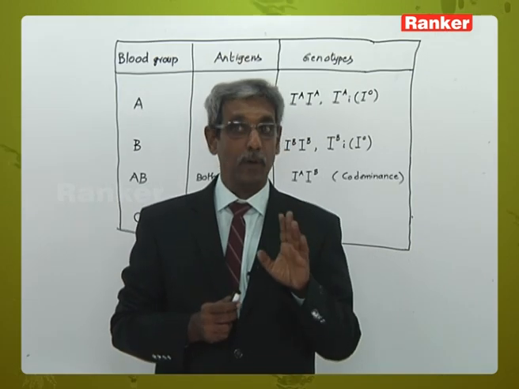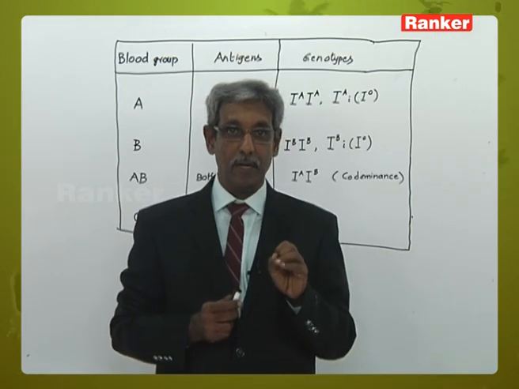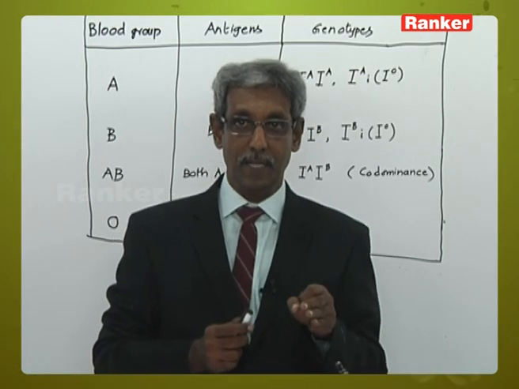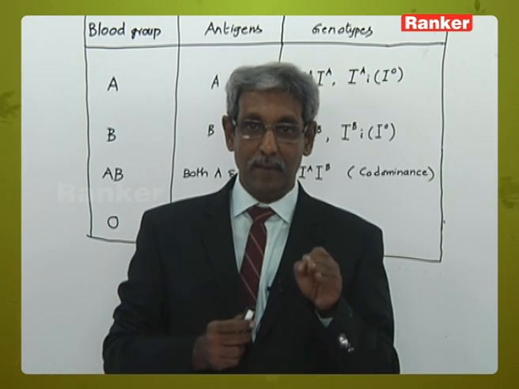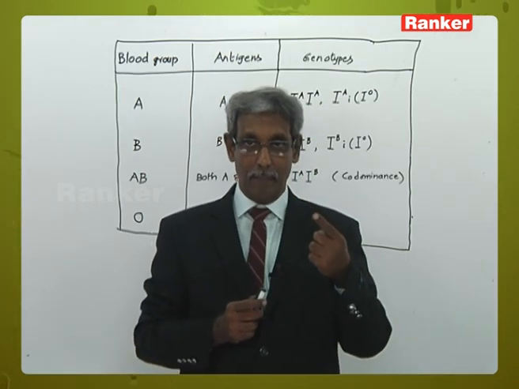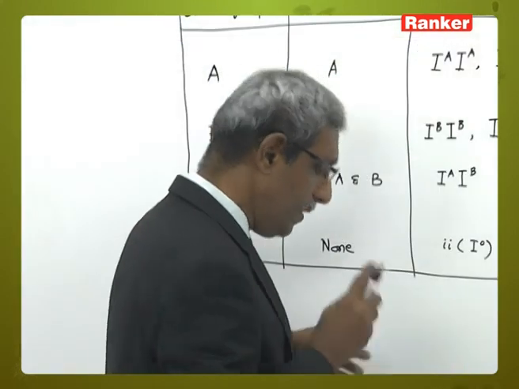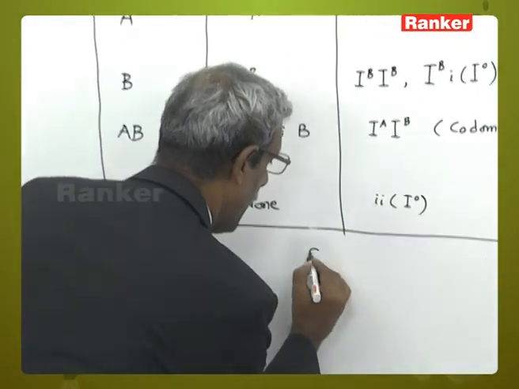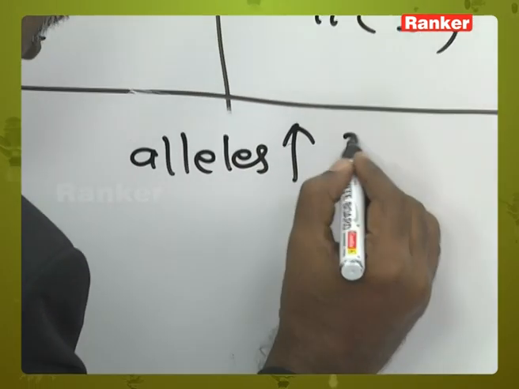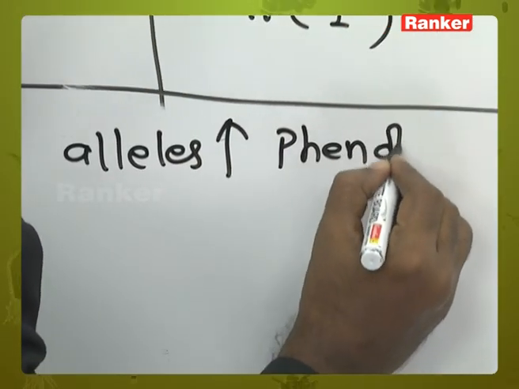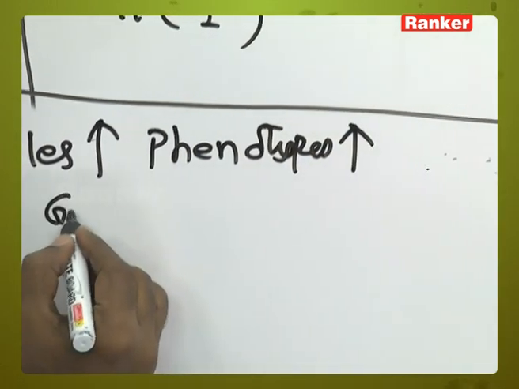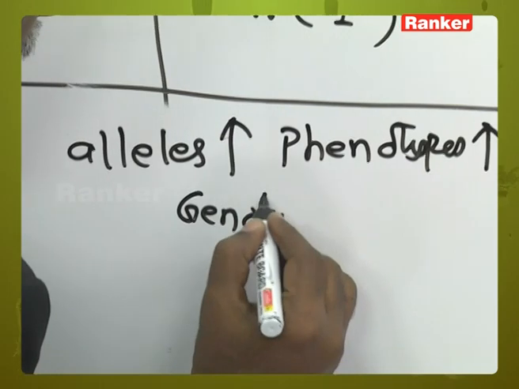It is not related only to the phenotypes, it is not related only to the genotypes, it is not related to a decrease in the phenotypes and the genotypes, whereas the more the alleles, the more the phenotypes and the more the genotypes. So the easy way to understand is, if the alleles are higher, automatically the phenotypes would also be higher, and basically the genotypes also tend to be higher.